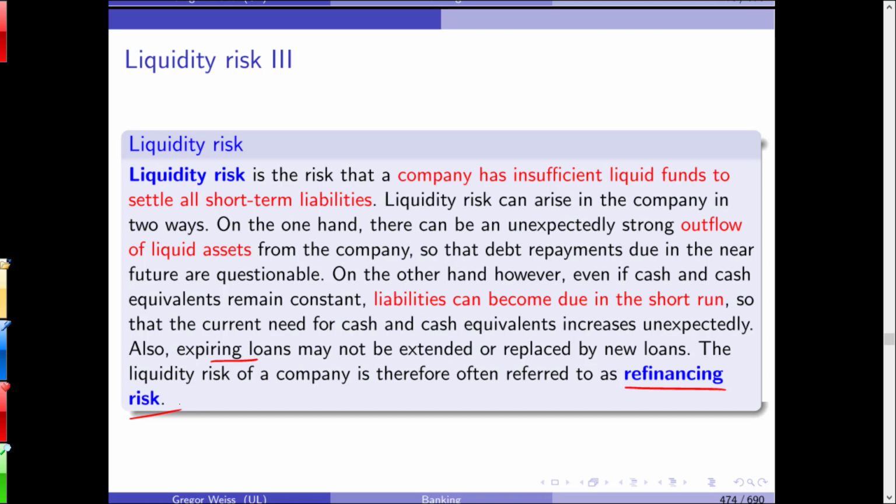Does anyone know which department in a company is concerned with the liquidity risk and deals with this, especially in large companies? There is usually, in larger companies, a special branch and a special department that looks at liquidity risk and making the best of liquidity. Any idea? No?